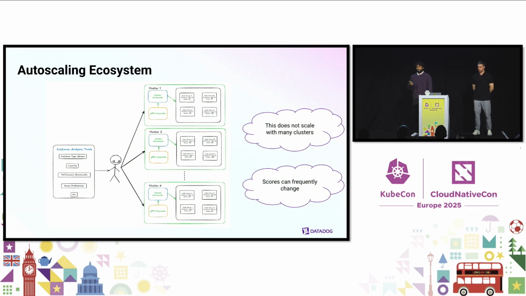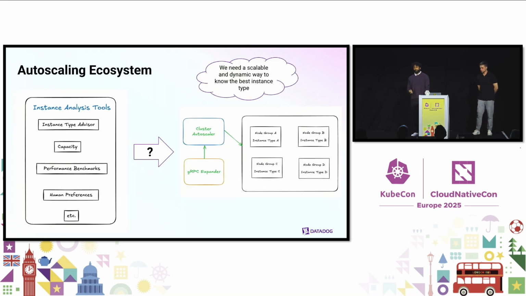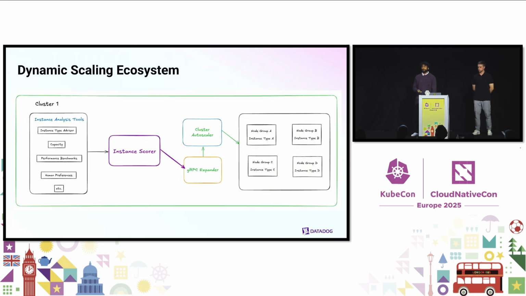So a human operator can't really handle all of this. We're going to have to go back and replace the human operator with something that's more scalable and dynamic so that it can optimize costs across our dozens of clusters. So what we did was we created a new custom controller called the instance scorer. This will basically automate what the human was previously doing, and that'll watch the instance analysis results and then write those to config maps, which the gRPC expander can read, and then influence the cluster autoscaler.